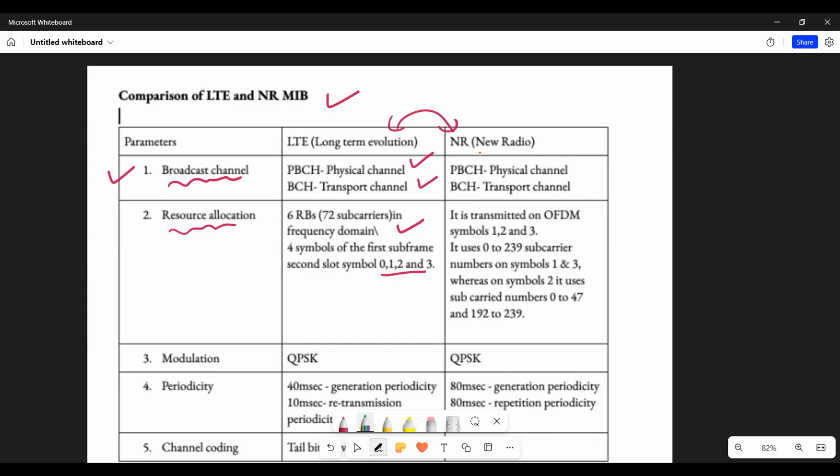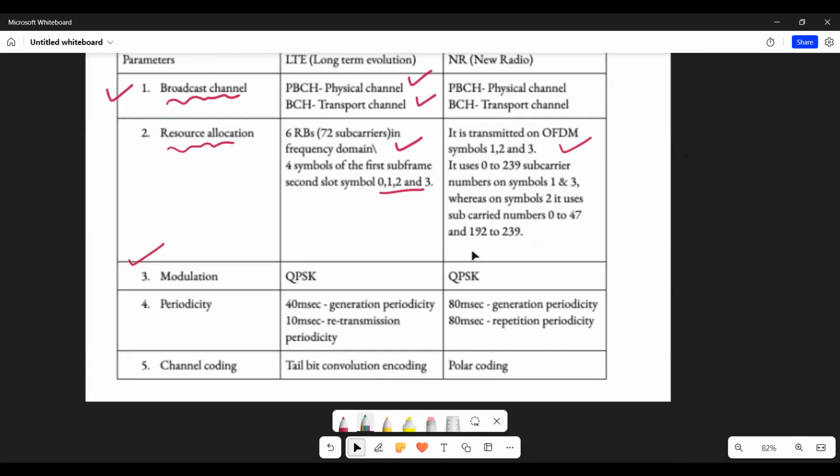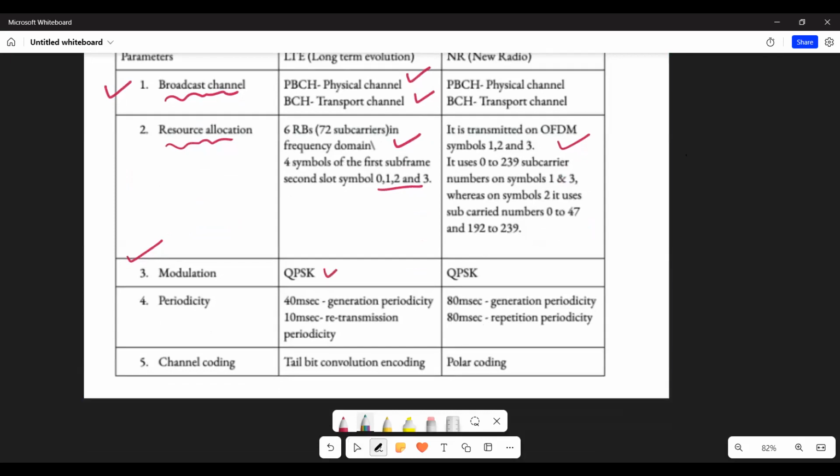Now in 5G, we recently saw in our previous video that it is transmitted on OFDM symbols 1, 2, and 3, right? And it uses subcarriers 0 to 239 on the odd symbols 1 and 3. While for symbol 2, it is divided into subcarriers 0 to 47 and 192 to 239. Third thing is the modulation scheme. It uses almost the same modulation scheme, QPSK, for LTE as well as NR. In LTE, the periodicity was a 40 millisecond generation periodicity and a 10 millisecond retransmission periodicity.